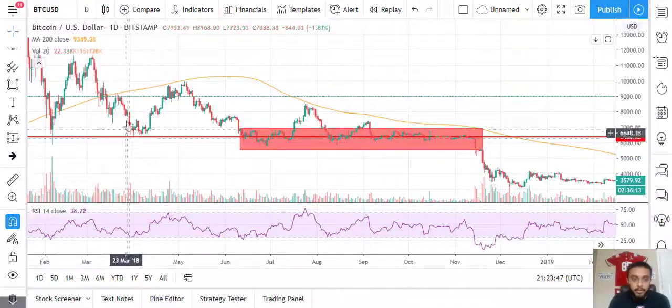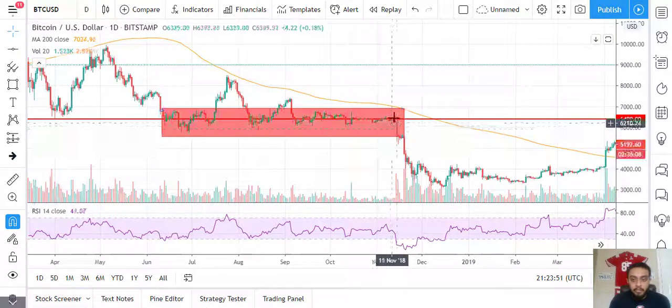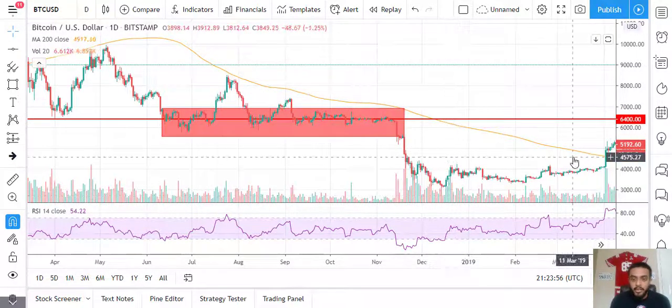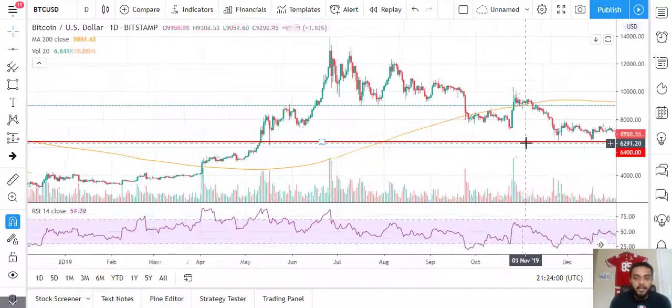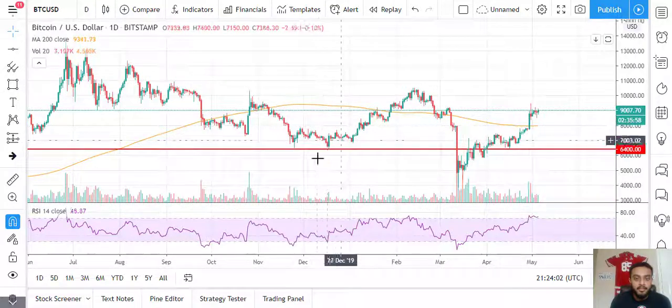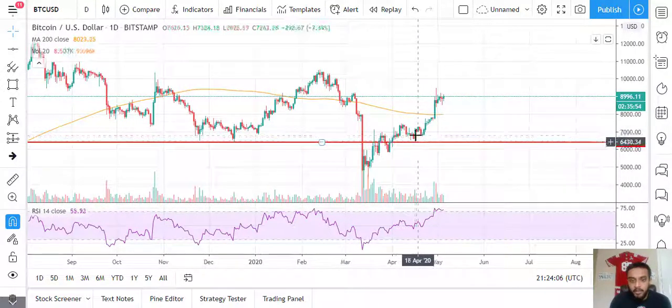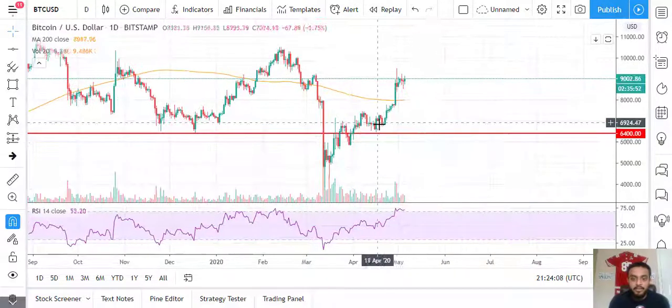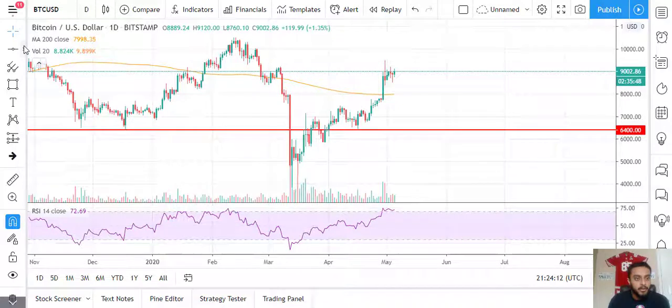As you guys can tell, this is a very important level. It's acted as support a lot, and when we finally broke through here in November of 2018, we broke through hard, and again we just broke through again here, and most recently acting as support here as well. Finally broke through again, and then right here.